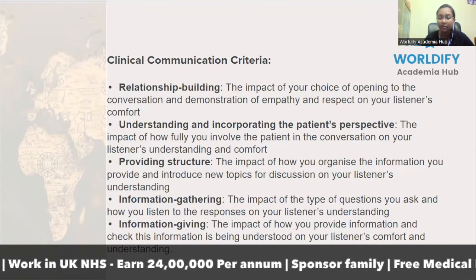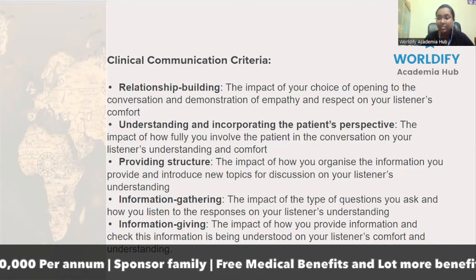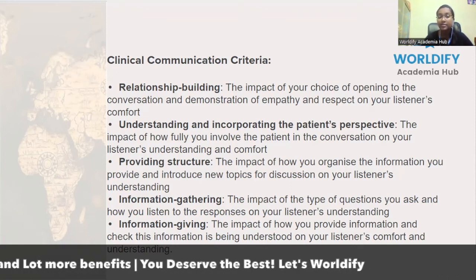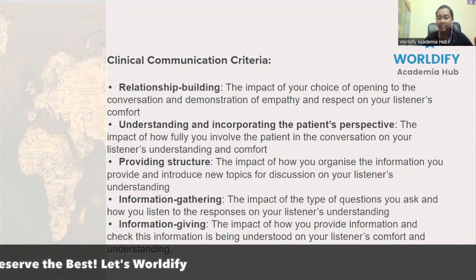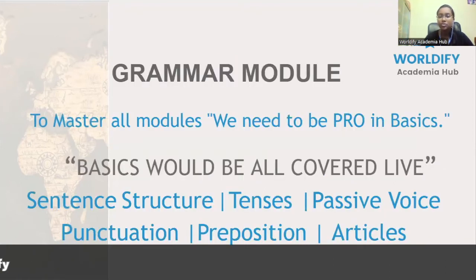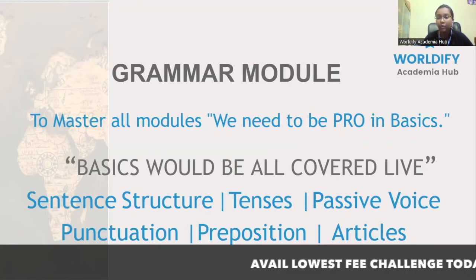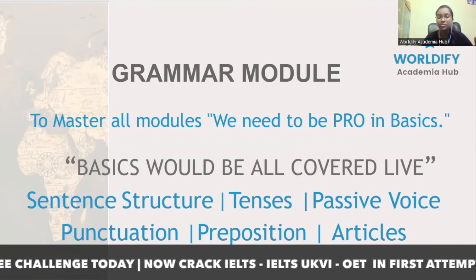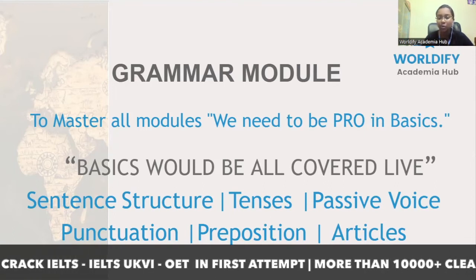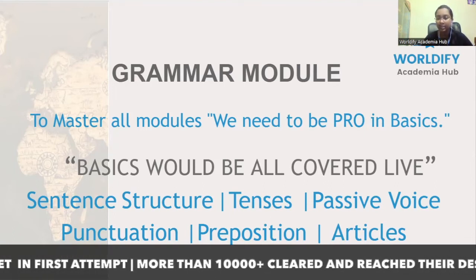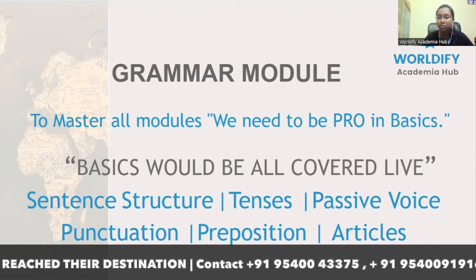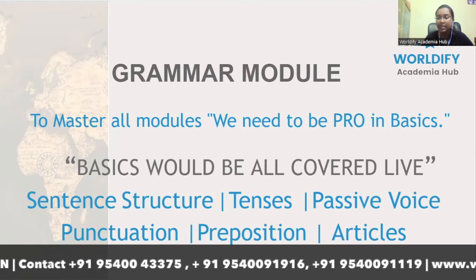Next is information giving. So the way you provide information, is it in a haphazard manner? No. Or is it well organized and in a manner the listener is able to understand? Okay, all these things are assessed. Fine. So here you have to understand grammar plays a vital role with two important modules, especially writing and speaking. Okay, so you have to get the basic structures of sentence structure, tenses, passive voice, punctuation, prepositions, and articles. Because if you get the basics of all these things, you will be able to get a good score, especially with grammar accuracy in writing and speaking.